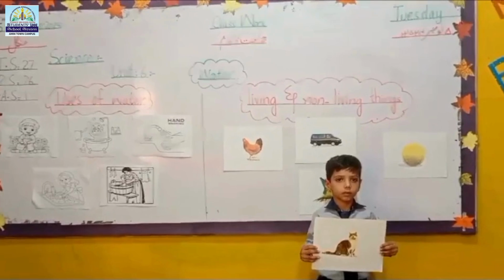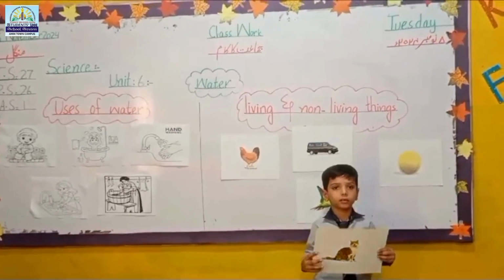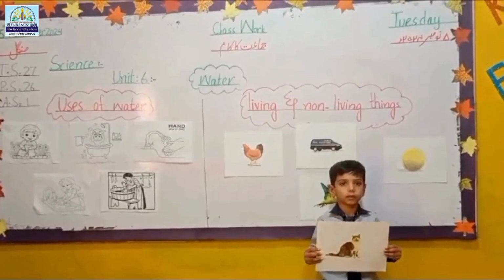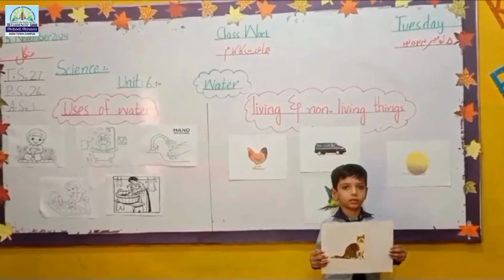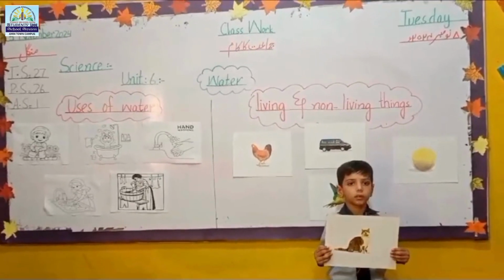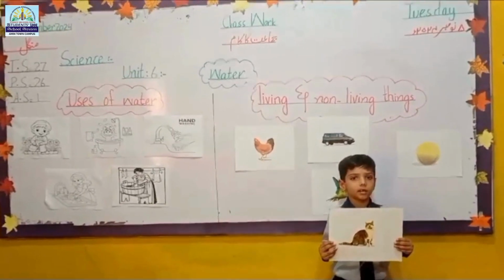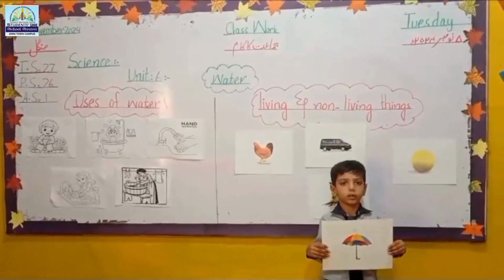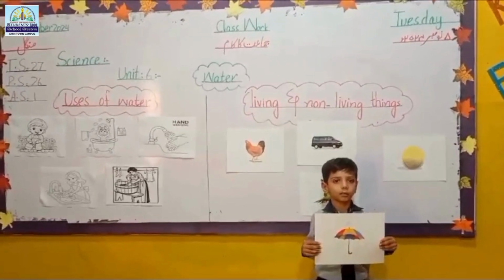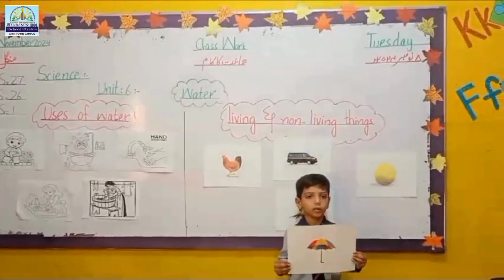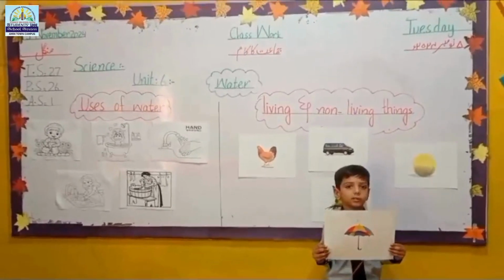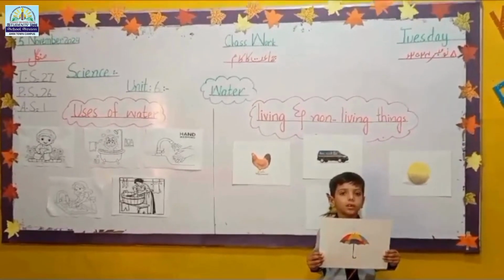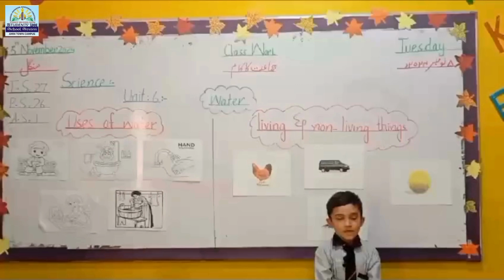Okay, Ali Heather, what is this? Cat. Okay, it needs water or not? Yes. Okay. It's a living thing or non-living thing? Good. Okay, what is this? Umbrella. It needs water or not? Not. It's a living thing or non-living thing? Good.